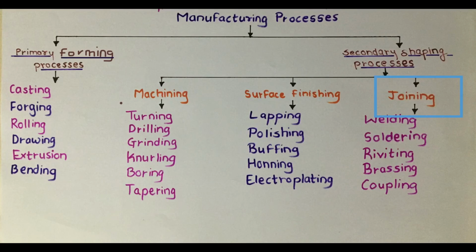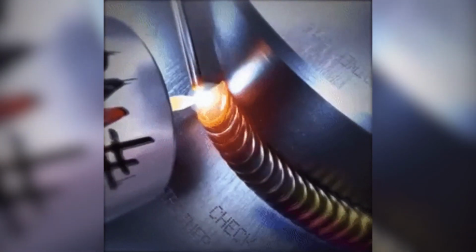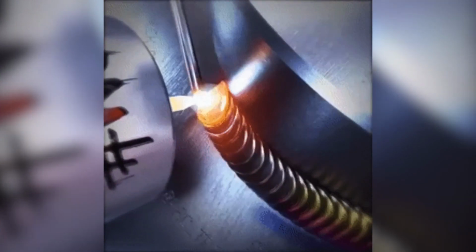Now we will move towards the third subcategory of secondary shaping process, that is metal joining process. In this operation, two or more metal parts are joined together to form a complete object and to be taken into use. Now we will see the types of the metal joining processes.